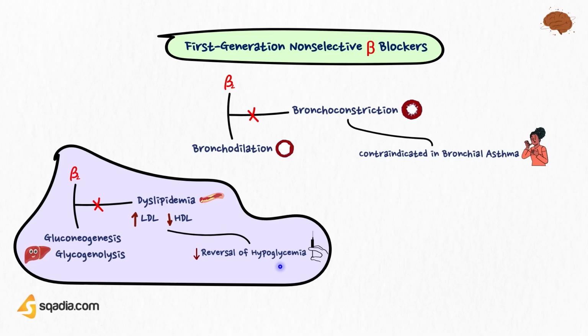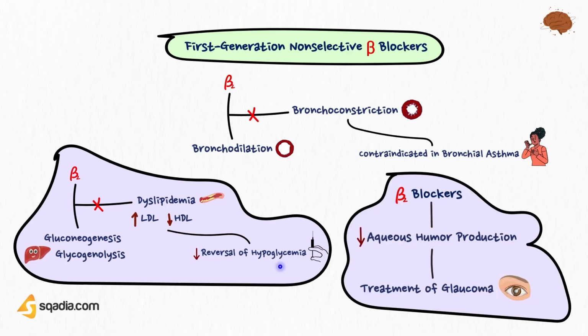Next, beta 2 blockers also decrease aqueous humor production. Beta 2 stimulation increases aqueous humor production, but blocking the beta 2 receptors would decrease aqueous humor production. This reduction in aqueous humor production is beneficial in the treatment of glaucoma, when the intraocular pressure is increased and we need to decrease it somehow. Now, what is aqueous humor?